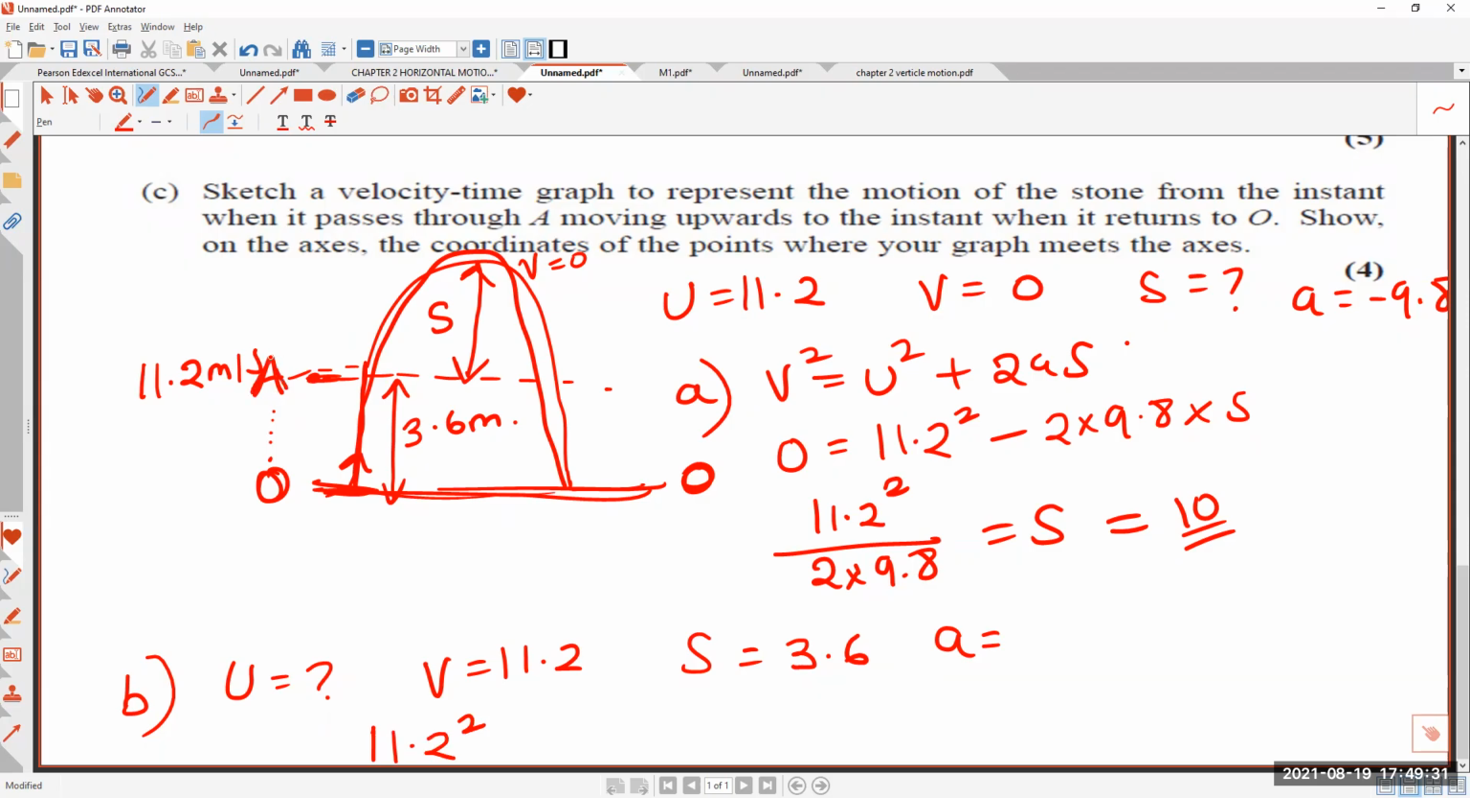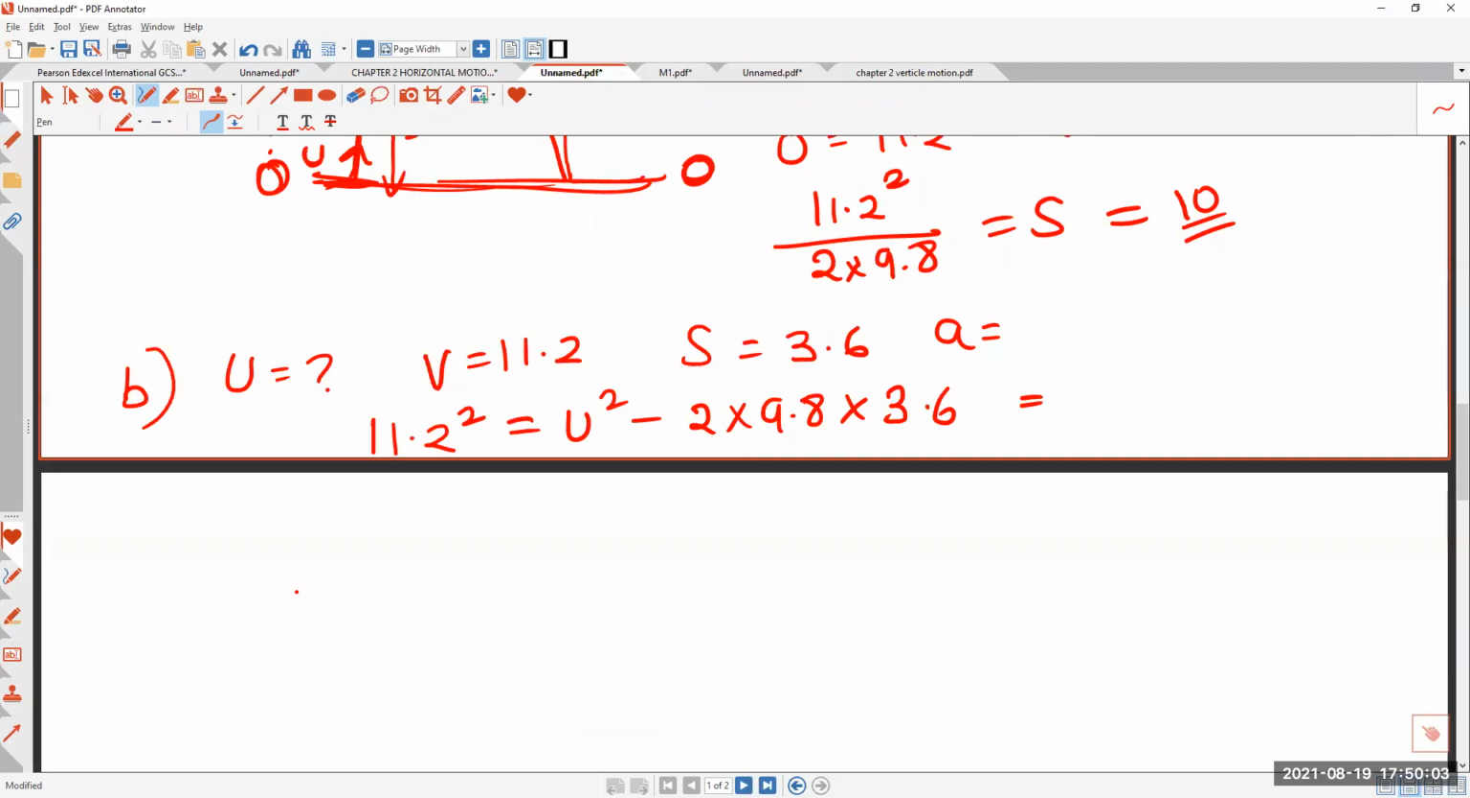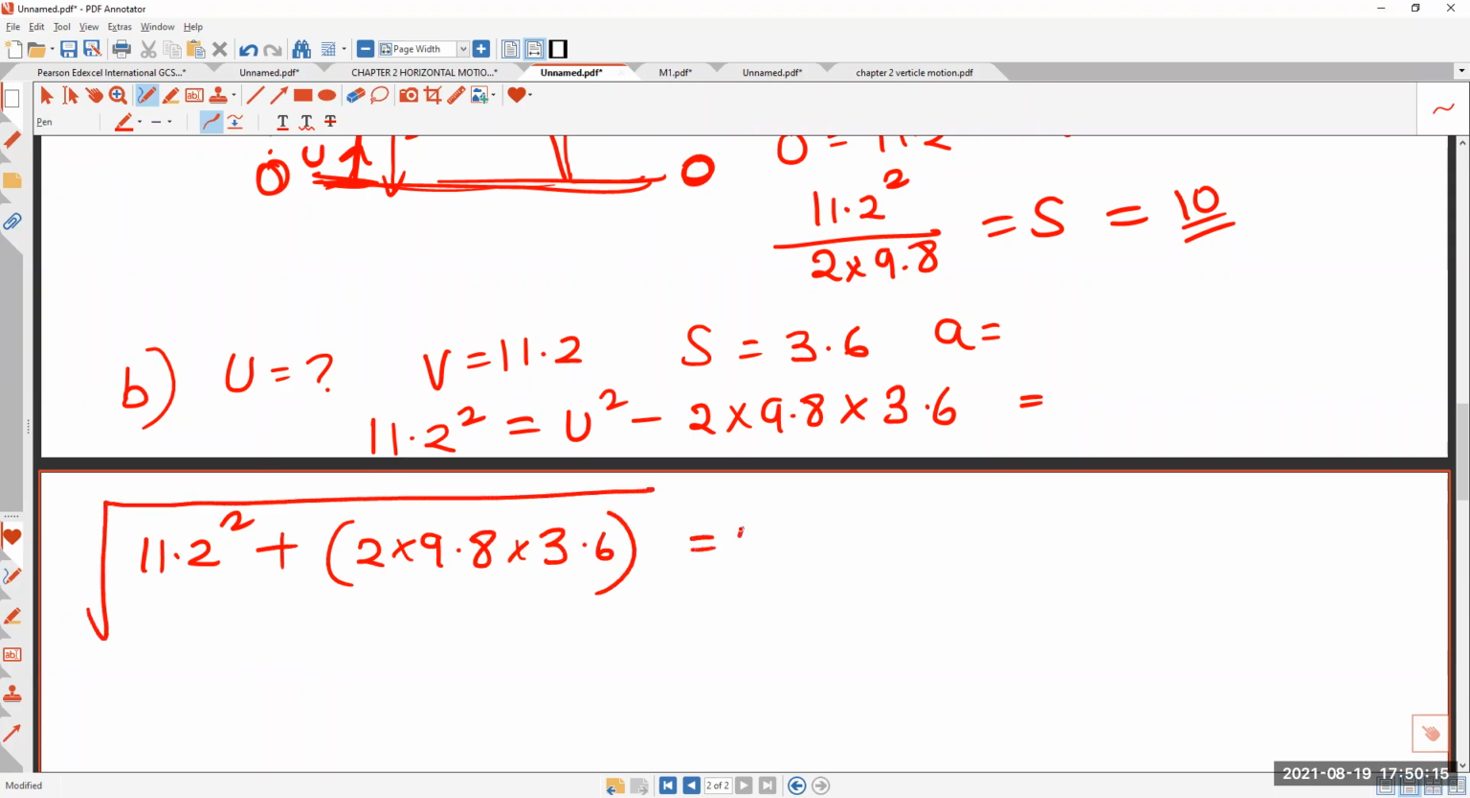They have told the velocity here. This is your initial velocity, this is the final velocity. See the diagram properly. So 11.2 square is equal to u square minus 2as, where s is 3.6. Tell me what answer you are getting. 11.2 whole square plus 2 into 9.8 into 3.6, the root of the answer is equal to u. Do you understand? Find the u value on the calculator. What velocity was it projected with? 13.8, that makes sense. 13.8 meter per second. Is everyone getting 13.8?